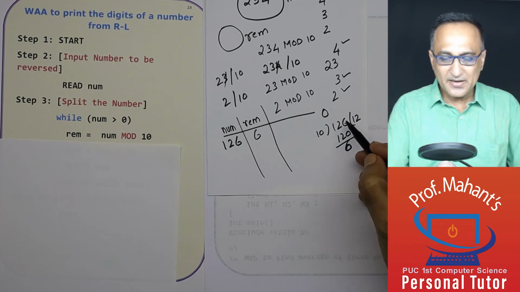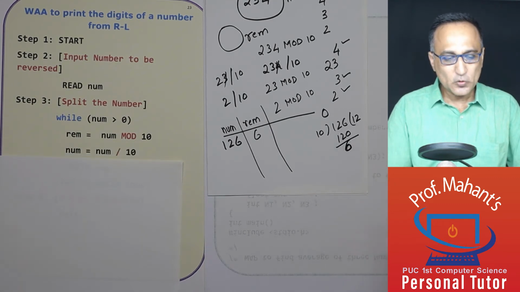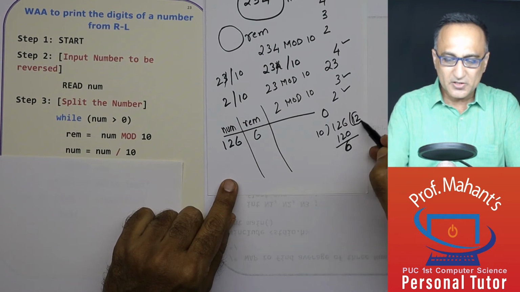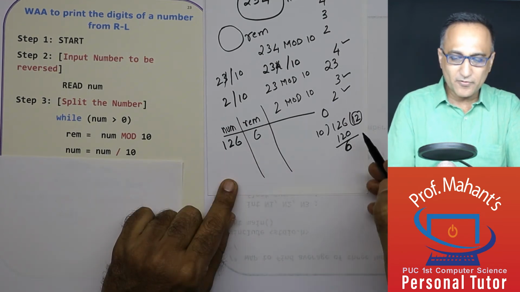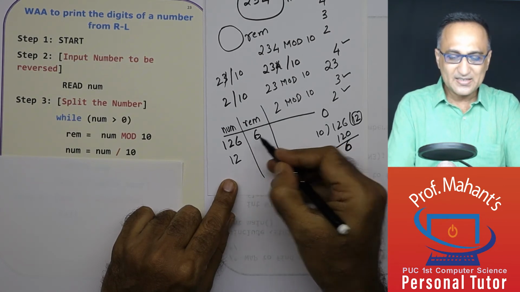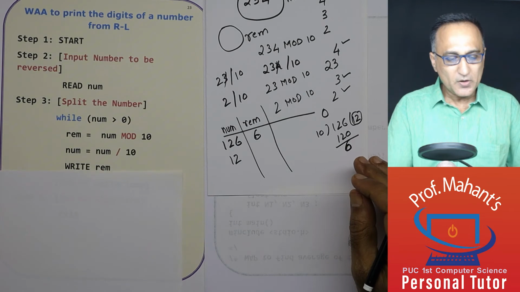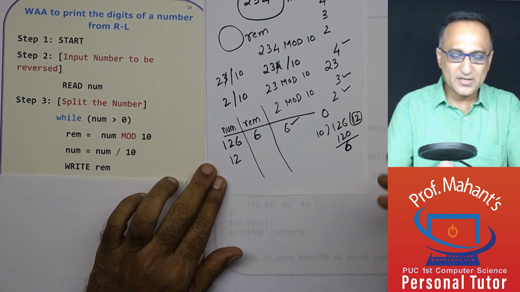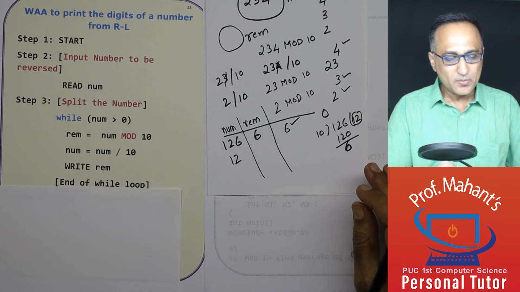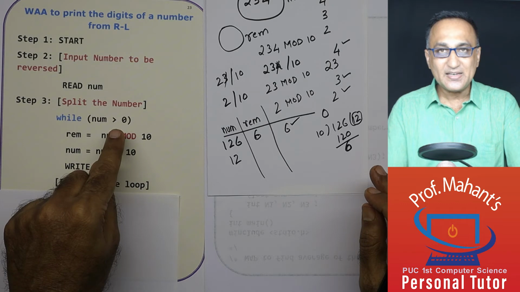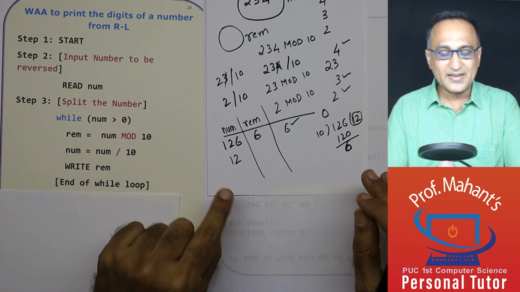Next I need to get rid of this 6. When I take this number and divide it by 10, the quotient is 12. So the number now, from 126, ends up becoming 12. The remainder is still 6. Now we write the remainder, so we write 6 on the output screen. Now this loop has to keep continuing because the number is still greater than 0.